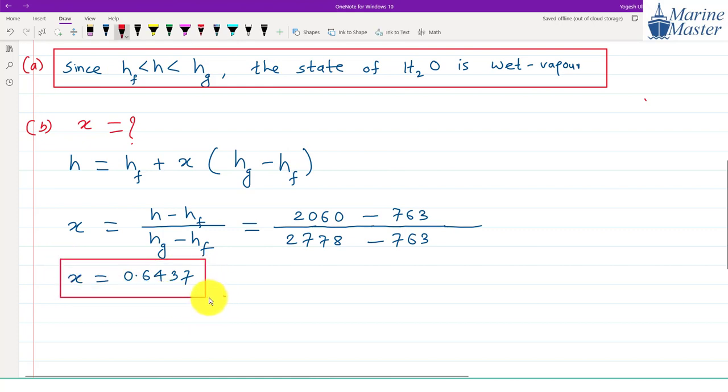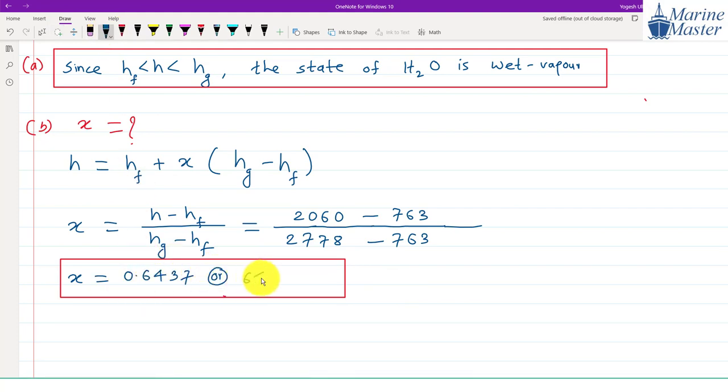What is the meaning of dryness fraction? In that saturated liquid vapor mixture, in that wet vapor, it is the proportion of vapor. In terms of percentage, we will write 64.37%. So 0.6437 is the proportion of vapor in that wet vapor, or 64.37 percent of vapor in the wet vapor that has been given to us. Before going further, please everyone write down this B part, guys.